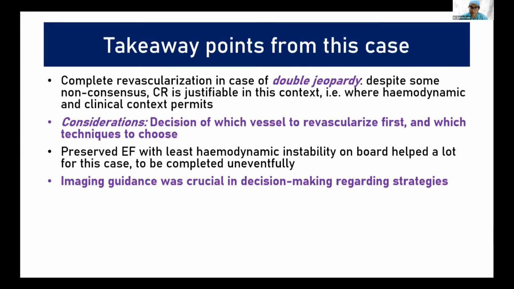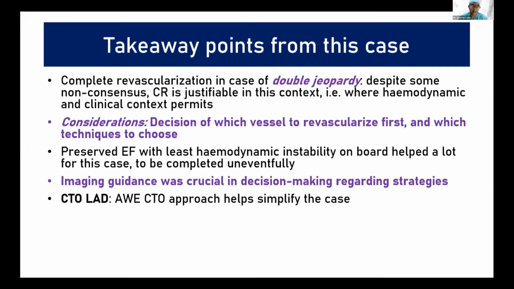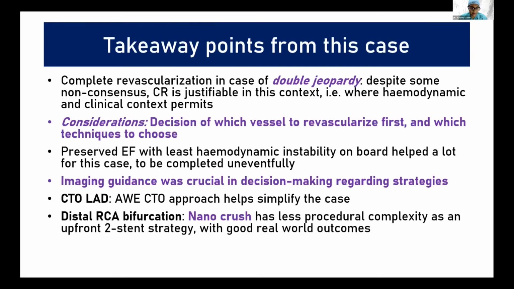First, in the CTO of the LAD, to not stent across the diagonal. Secondly, to find that there was plaque burden involving the ostia of both side branches and go for an upfront 2-stent strategy in the distal RCA. And the CTO LAD antegrade wire escalation approach helped us simplify the case.